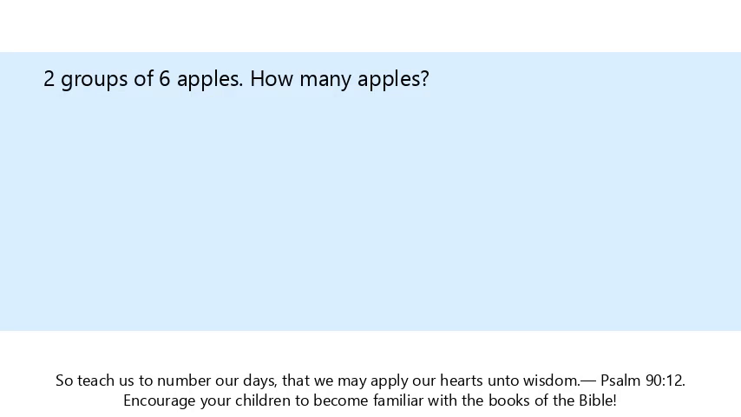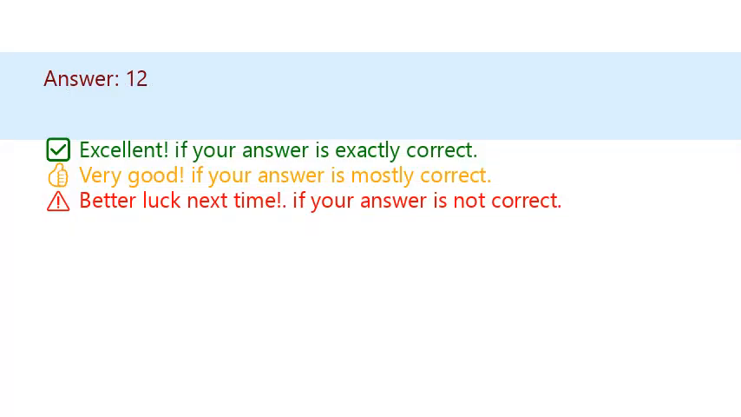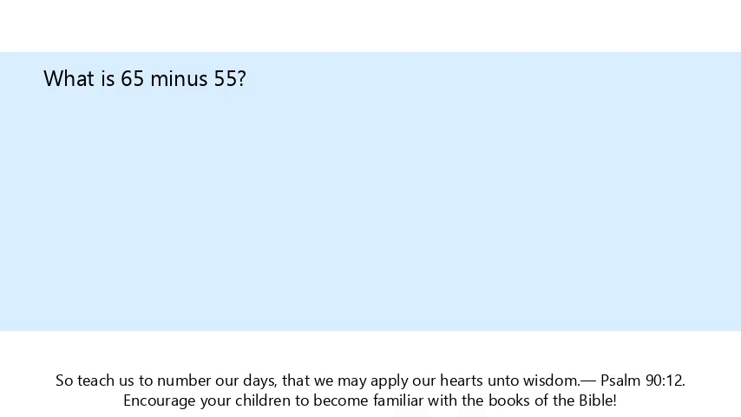Two groups of 6 apples. How many apples? Answer, 12. What is 65 minus 55?